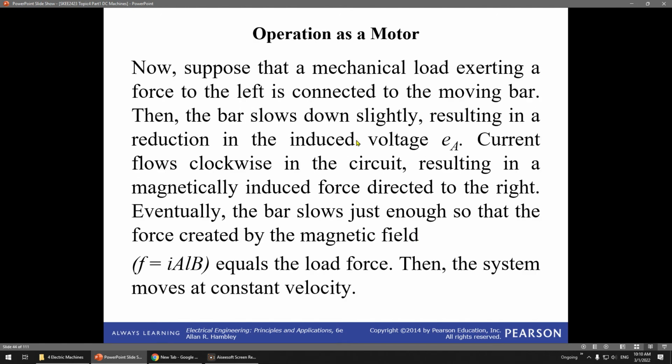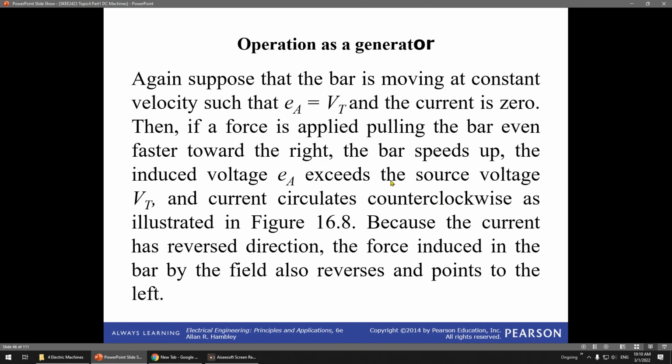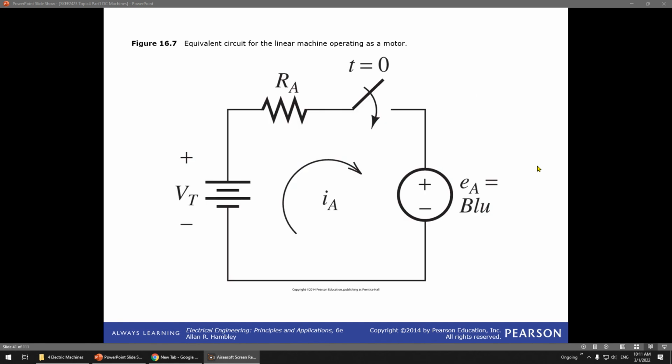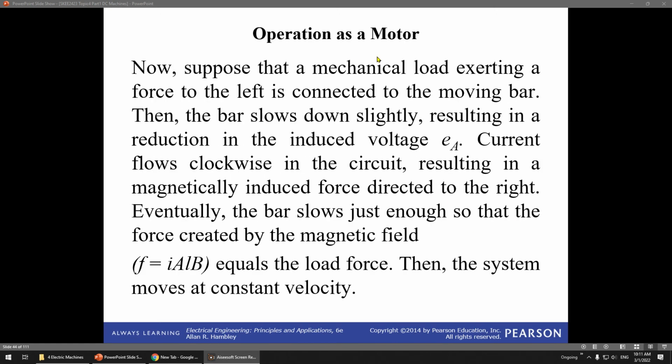So basically, if you have a load, EA will not be equal to this one. It should be lower. This is the operation of the motor: F equals ILB, then the system moves at constant velocity.